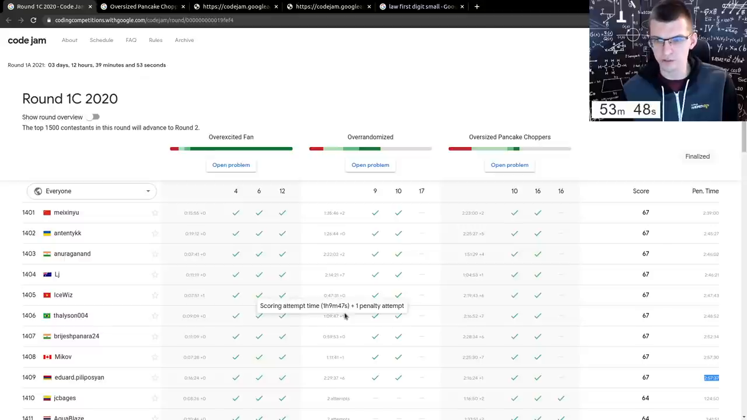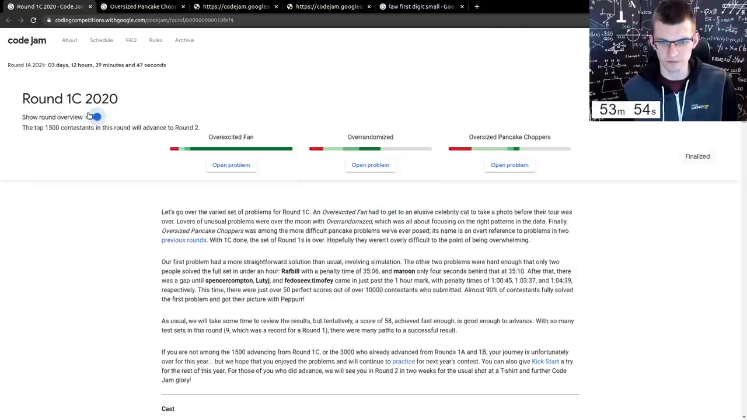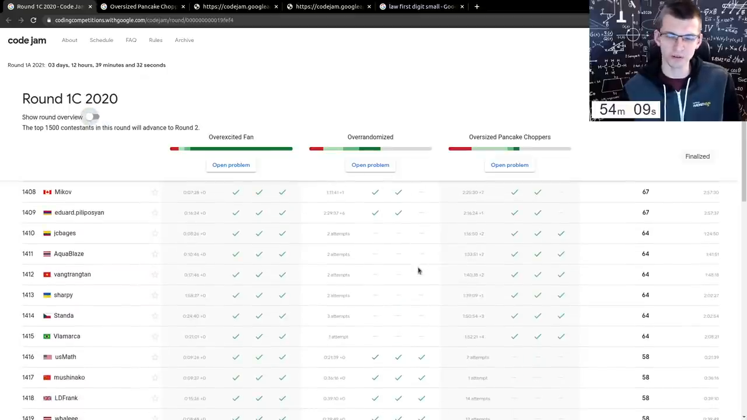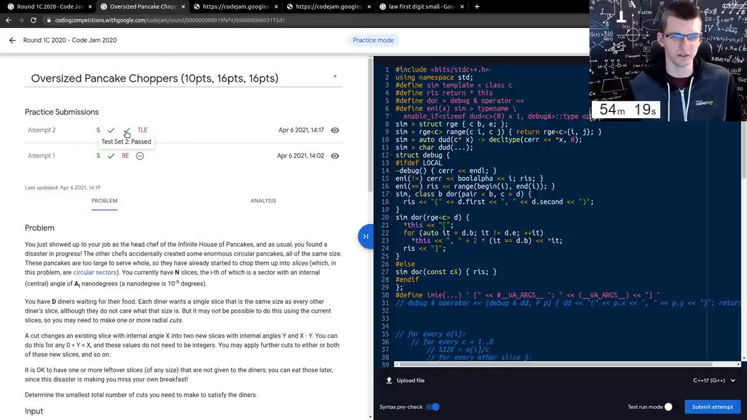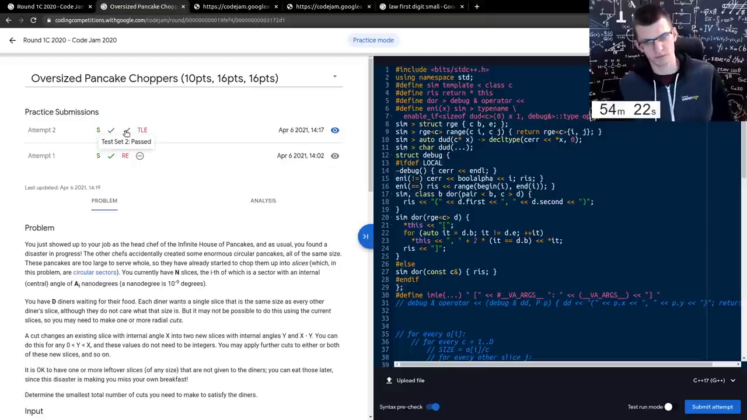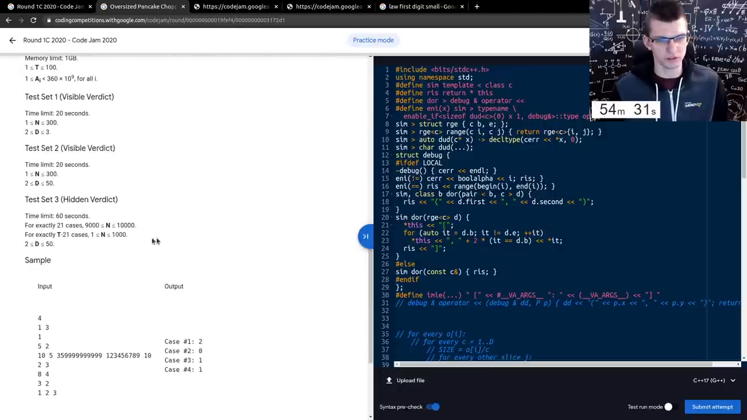I think from this that the round lasted 2 hours and 30 minutes. Round overview. Well, this is some summary. A score of 58, achieved fast enough, is good enough to advance. In this particular round, you could also skip the second problem and pass the last one, but I think it's not the easiest way to advance to the second round. Yep, here I already have much more points than needed to advance. You can on your own try to solve the last test set.